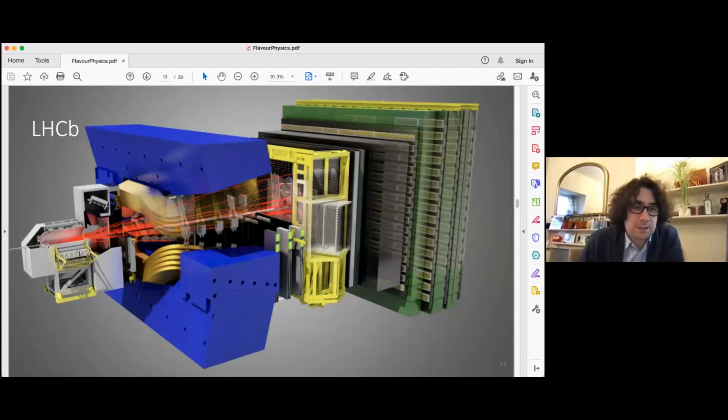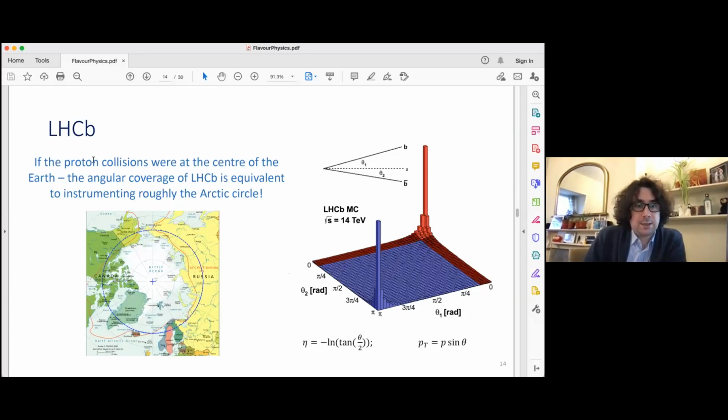The proton beams collide here, and then the instrumentation is essentially around one of the two beamlines. Or put differently, if the proton collisions were at the center of the Earth, the angular coverage of LHCb is equivalent to instrumenting very roughly the Arctic Circle. We're covering about 4% of the solid angle.